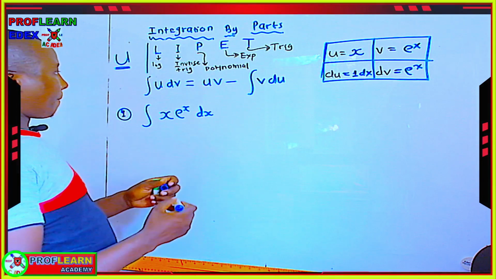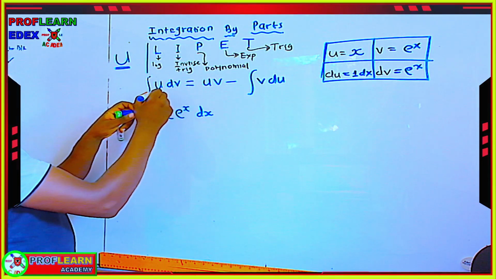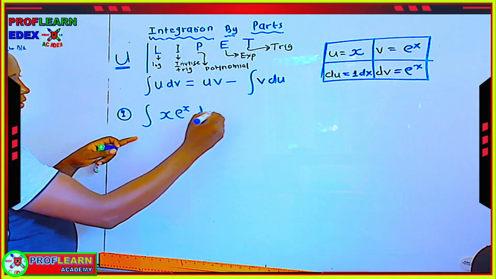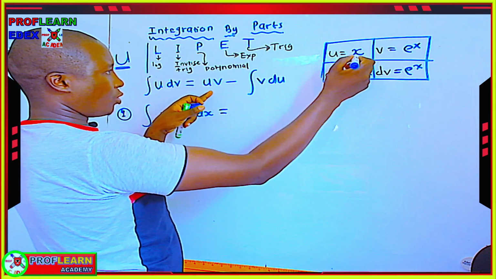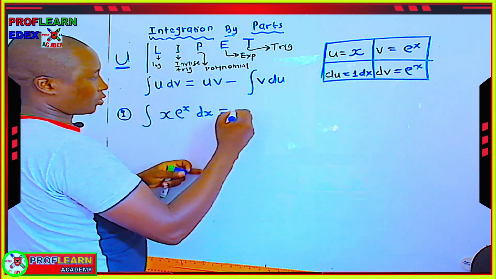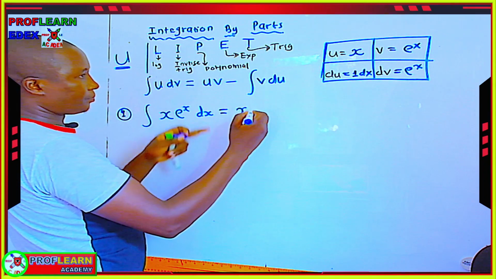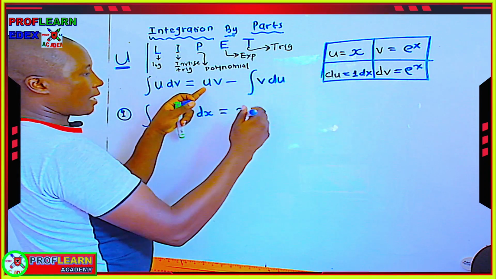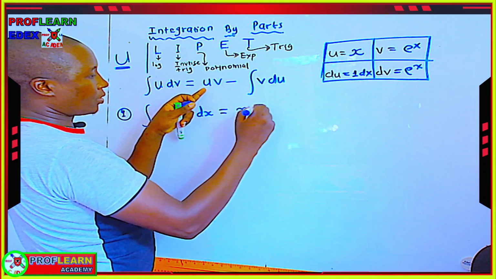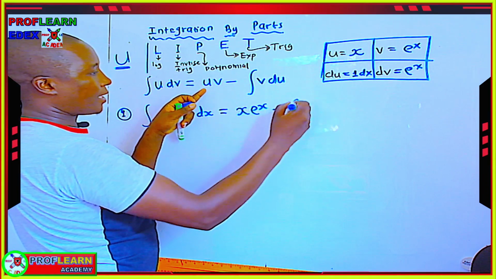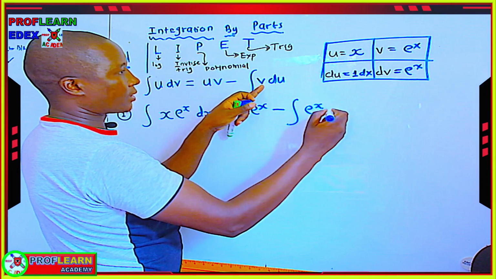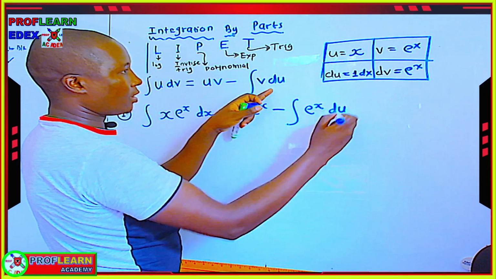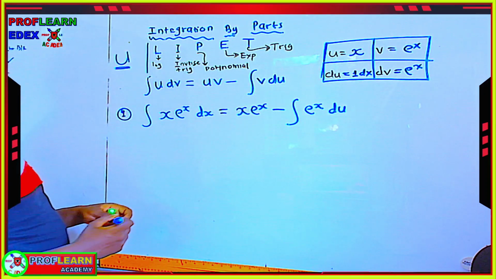So once you've identified that, remember the formula says what? If you're integrating this, it will be uv. What's your u? Your u is x. Your v is what? e to the x. So we can say x, because our u is x and our v is e to the x, so we shall say x e to the x, minus the integral of v. What is our v? e to the x. Then we say du. Okay?